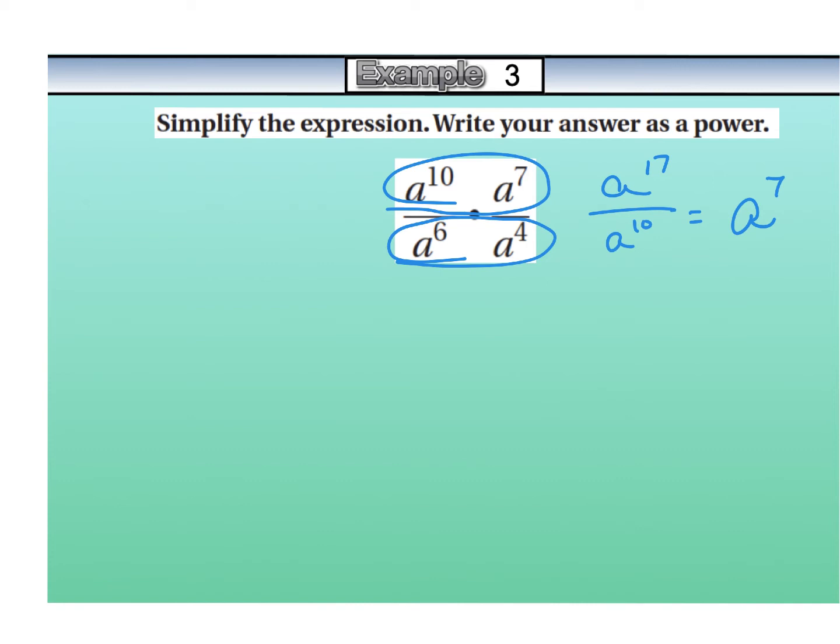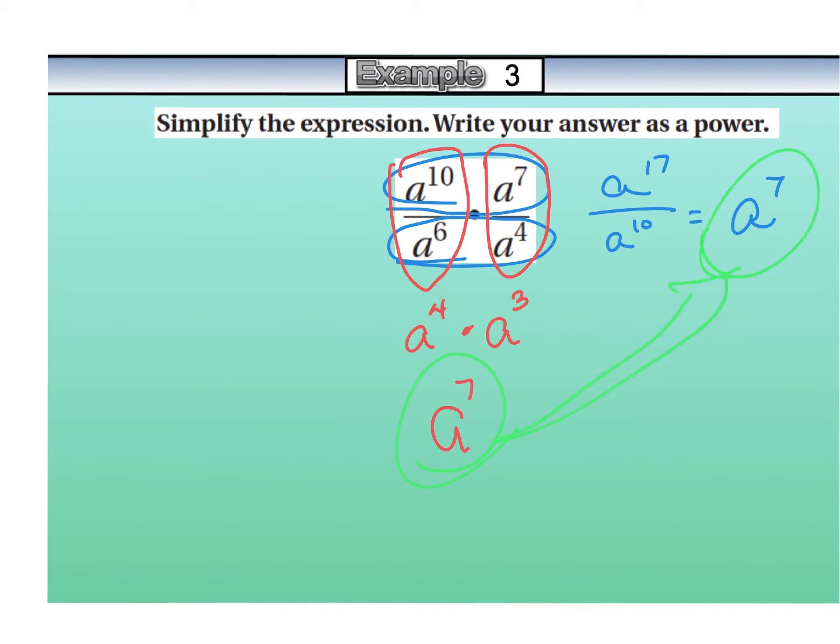Or, using my red pen, I can divide first. So this would be a to the power of 4th. Times, then do this division problem, a to the power of 3. Then we add them together, I get a to the power of 7th. Notice I got the same thing. So it doesn't matter which way you do it.